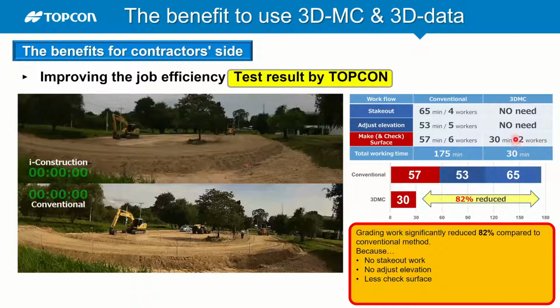Okay, so these are the real case studies we have obtained from an overseas project. Eventually, all the processes can be saved by 82%. So for this particular job application of model grading, the grading work can be significantly reduced by 82% compared to conventional, because there is no need for stake out work, you do not need adjust evaluation, and there is less surface checking.